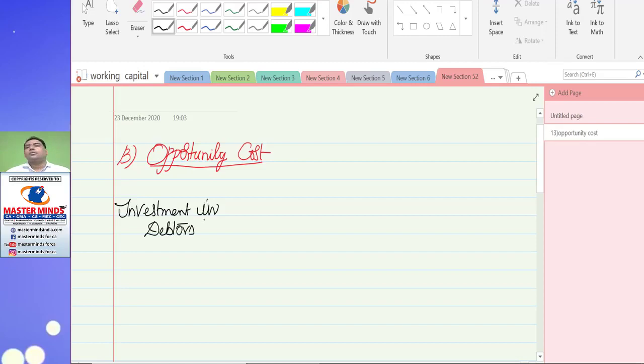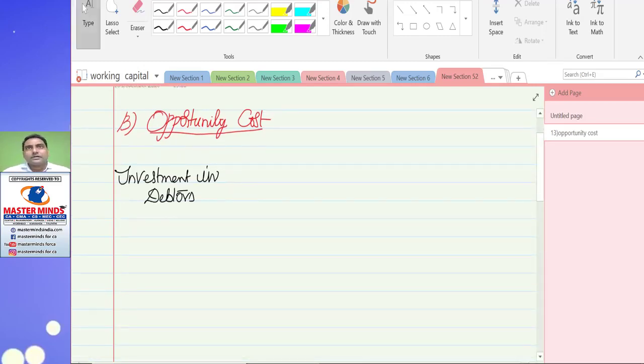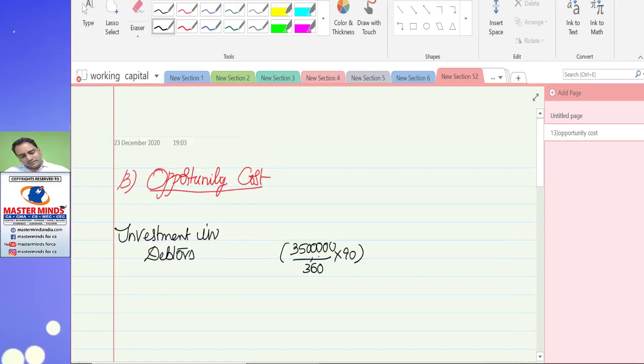See, here total cost is not available. That's why I am taking investment in debtors based on variable cost. So 35 lakhs divided by 360 into 90. Sir, what is this 35 lakhs? Variable cost. Or you can take 50 lakhs into 70%, then divided by 360 into 90. $8,75,000.